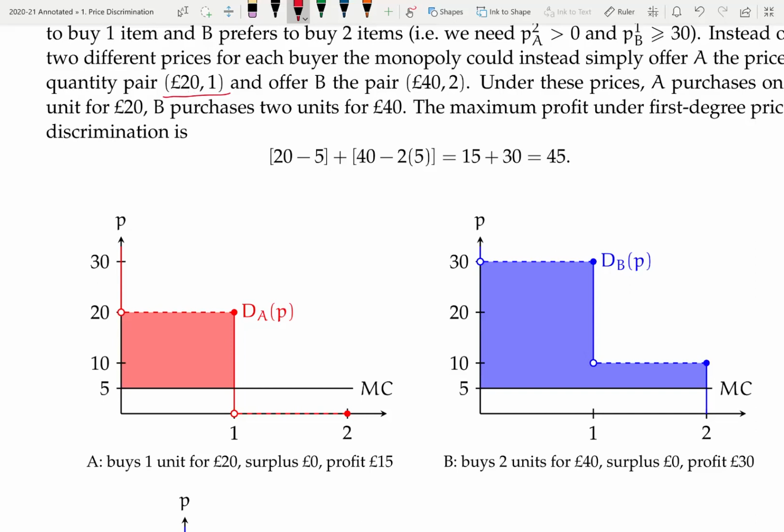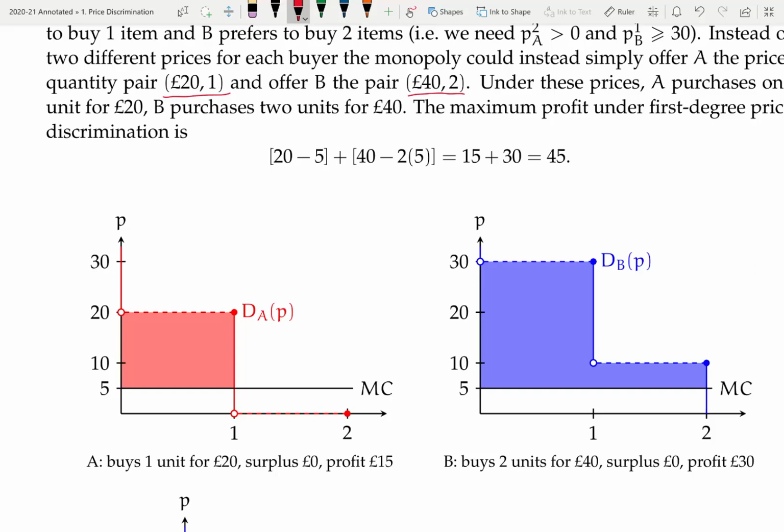We could always make them strictly prefer this option by lowering the price ever so slightly. Now, buyer B, it's similar. We'll charge them £40 for 2 units. They can either take that or leave it. They get 0 surplus from that option and also 0 surplus from the option of buying nothing. And so we assume that they choose to buy 2 units at £40.